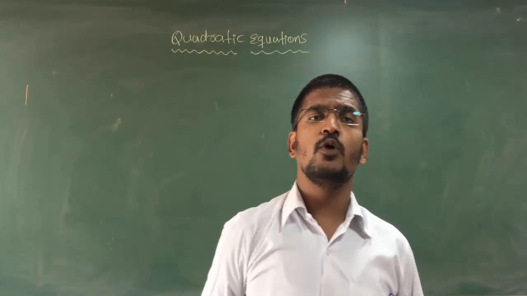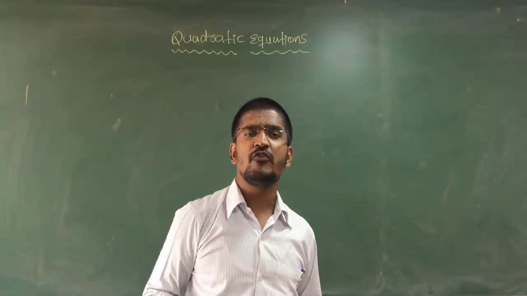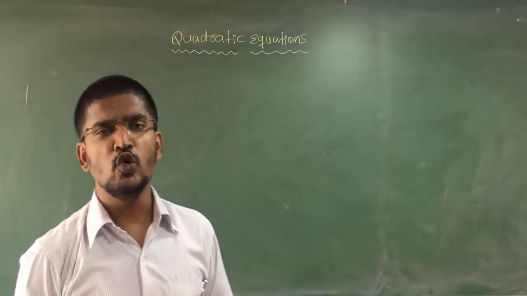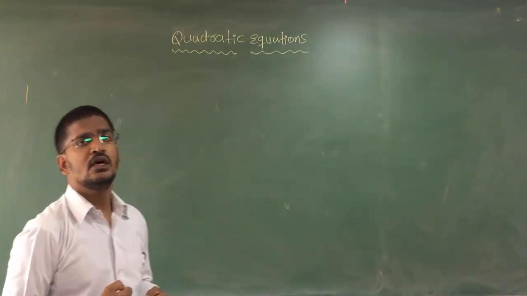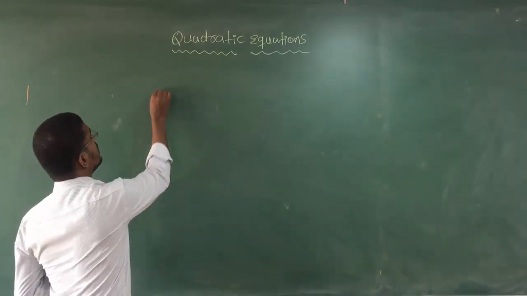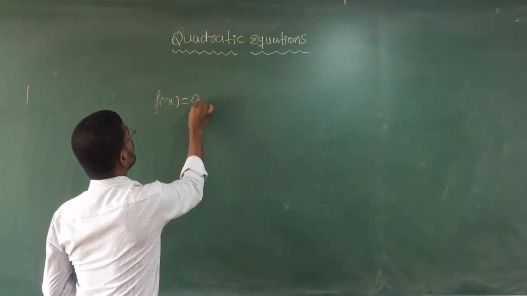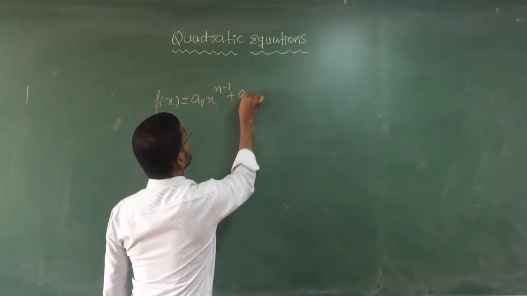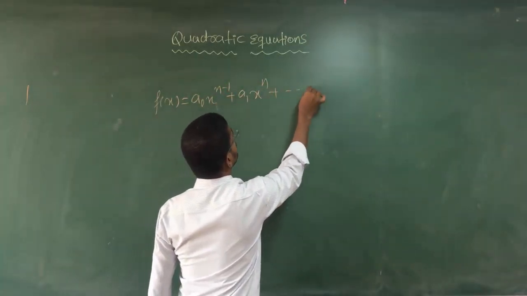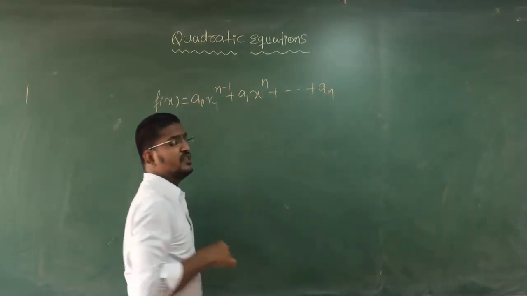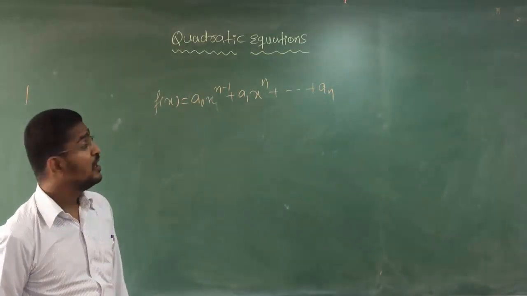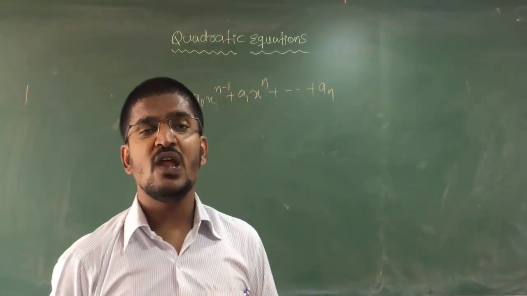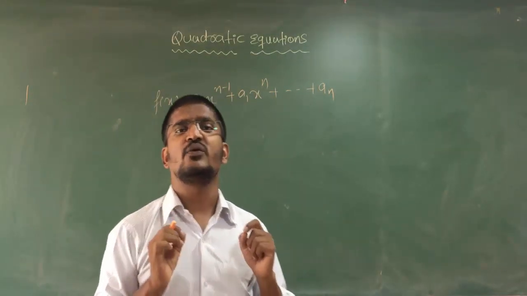By knowing the polynomial and the types of the polynomial, now let us go for the roots of a polynomial. Suppose, see here students, f of x equal to a naught x to the power of n plus a1 x to the power of n minus 1 and so on to an. If this is the polynomial, now if you want to find the roots of the polynomial, it has to be an equation.